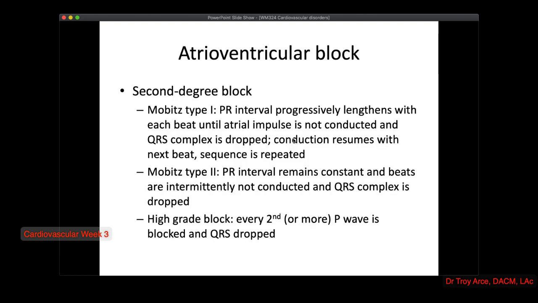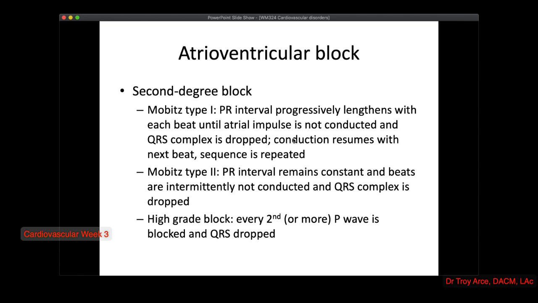A second degree block is called a Mobitz type 1 or a Mobitz type 2. With Mobitz type 1, the PR interval progressively lengthens with each beat until an atrial impulse is not conducted and the QRS complex is dropped. The conduction resumes with the next beat, and the sequence is repeated. The type 2 PR interval remains constant, and beats are intermittently not conducted, and the QRS complex is dropped.